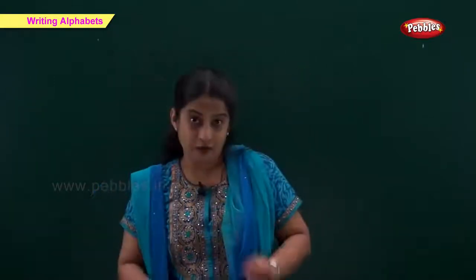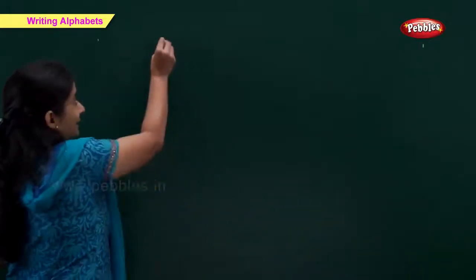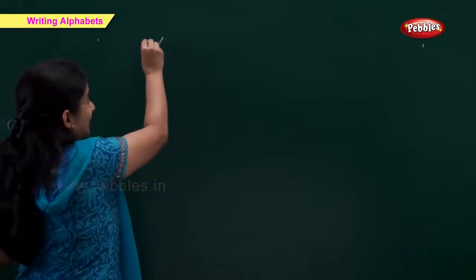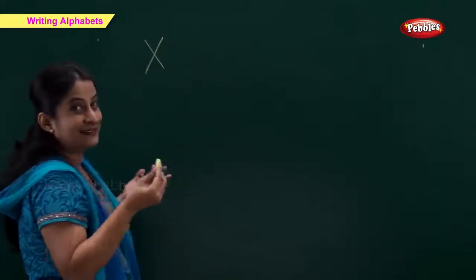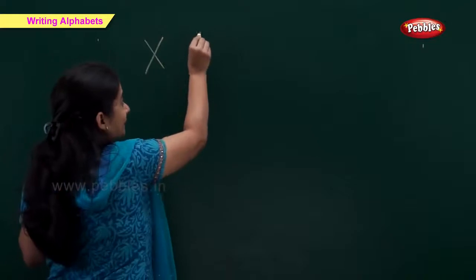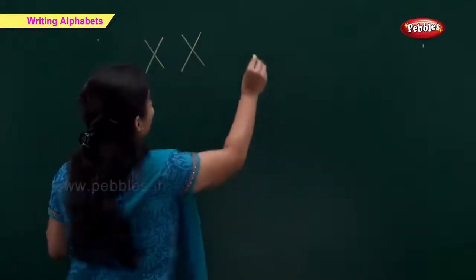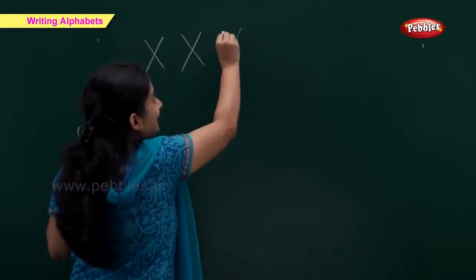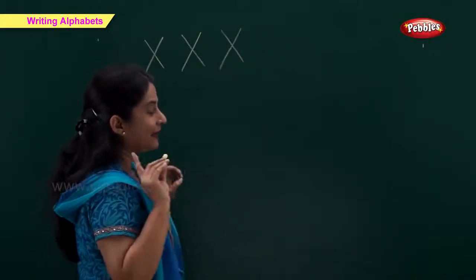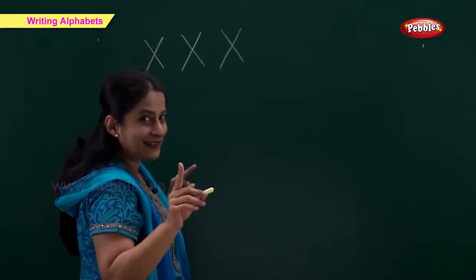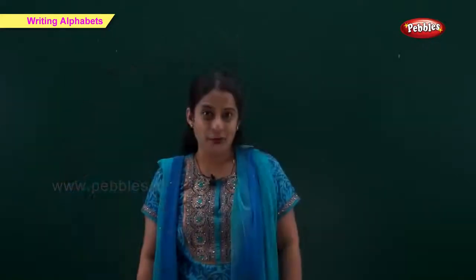W. Now we are going to draw two cross lines. So that makes X. One cross line, another cross line. X. Cross line and cross line is what? I can't hear you. X. That's right.